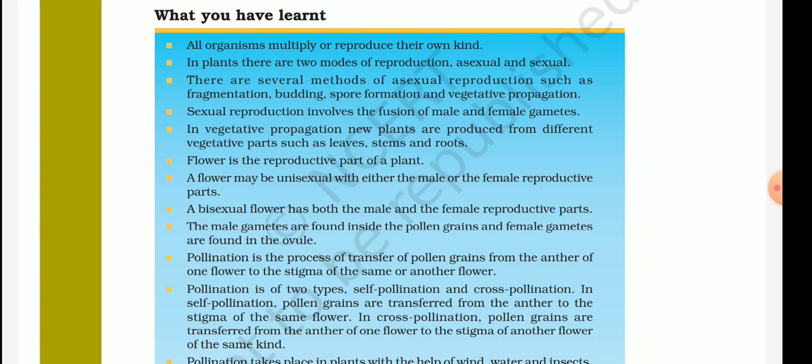Pollination is the process of transfer of pollen grains from the anther of one flower to the stigma of the same or another flower. Very important. Many times the definition is asked, what is pollination. So pollination is the process of transfer of pollen grains from the anther of one flower to the stigma of the same or another flower.